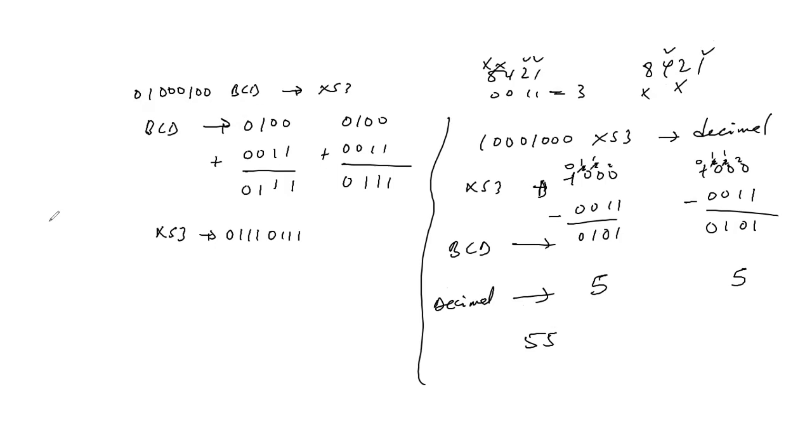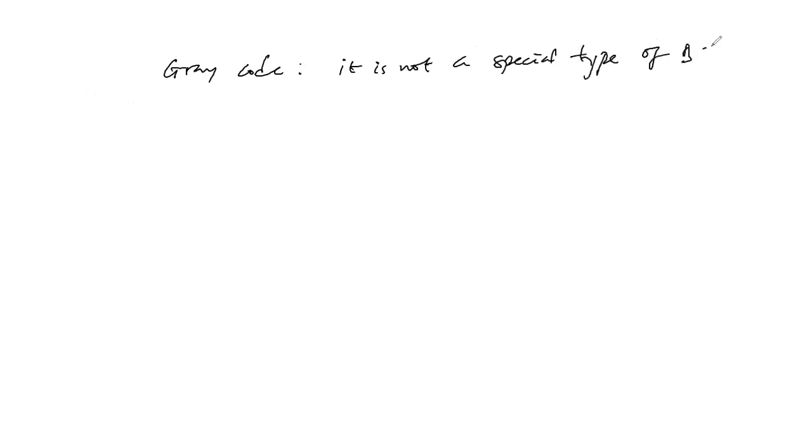So let's quickly look at the gray code. Now, the gray code is not a special type of BCD. So the algorithm for converting from binary code to gray code and from gray code to binary are quite different.